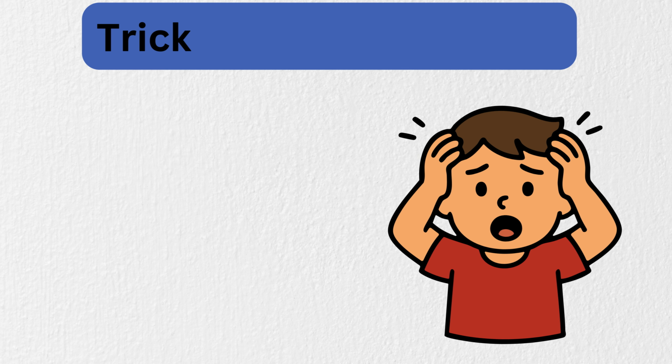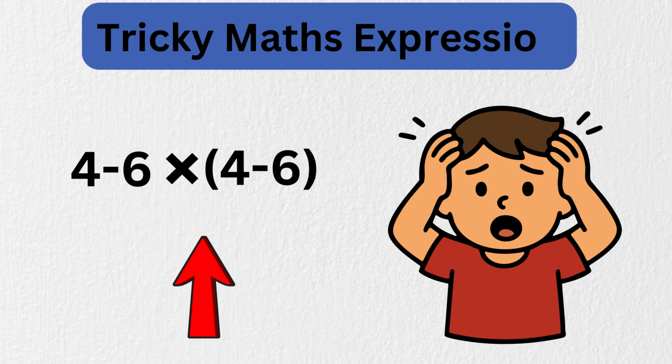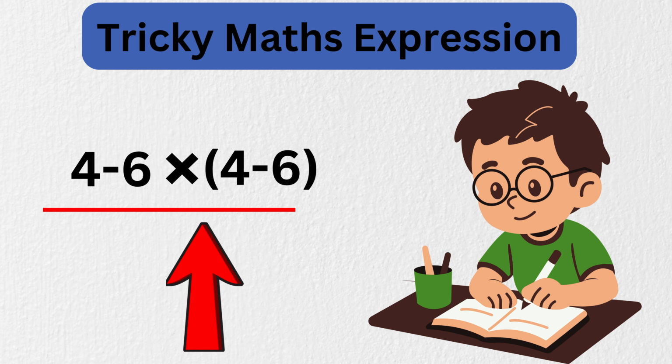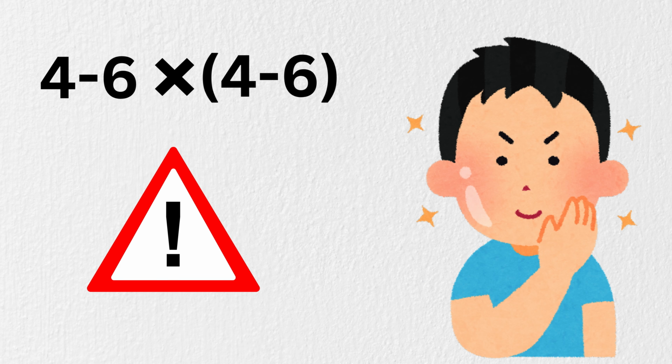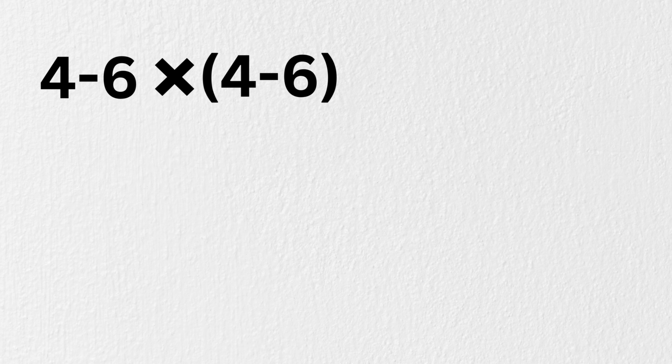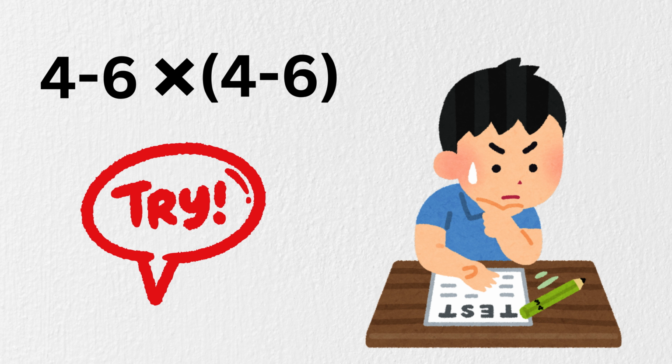Today, we're solving a tricky little expression. 4 minus 6 times open parentheses 4 minus 6 close parentheses. Looks simple, right? But be careful, this is where most people get tripped up. Take a second, try it yourself, and then let's solve it together.